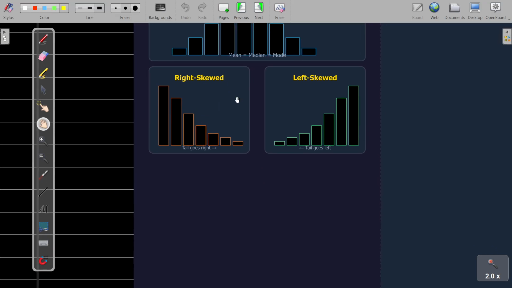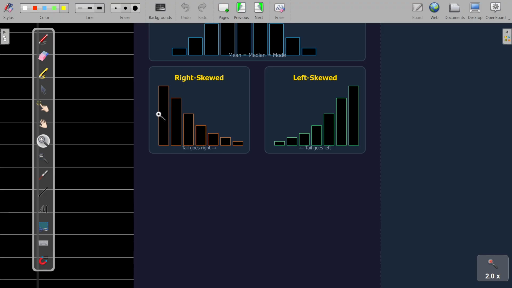So as you can see down here in the right skewed and left skewed, let's look at the peak on the left. So look at this graph. The data is all bunched up onto the left side near the low numbers. But then it trails off to the long tail pointing to the right side towards the positive high numbers.